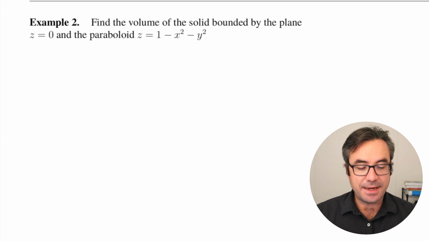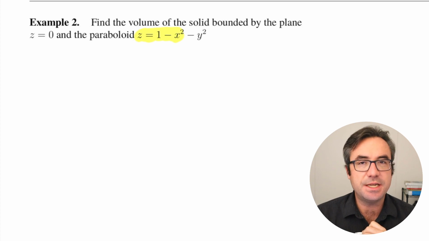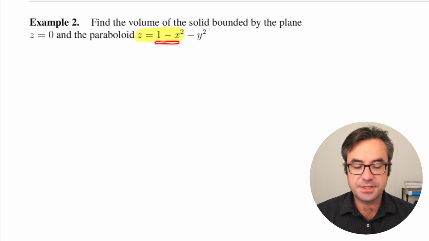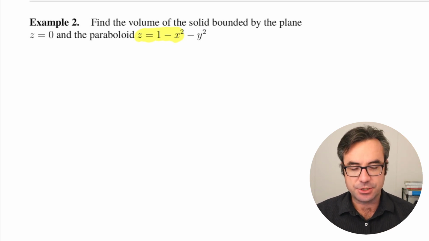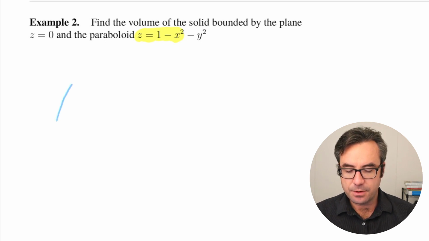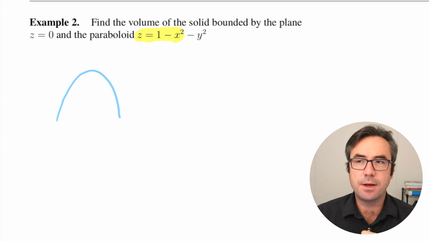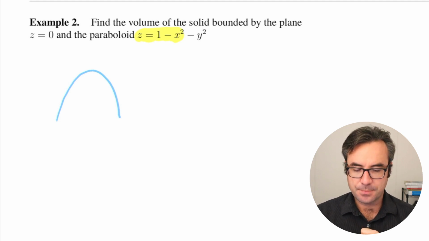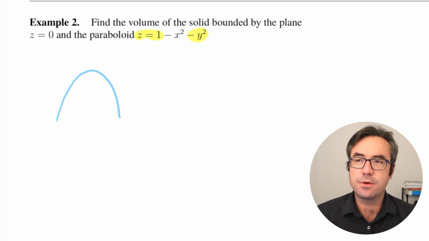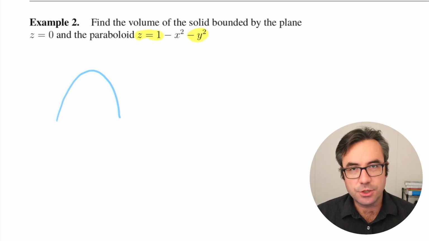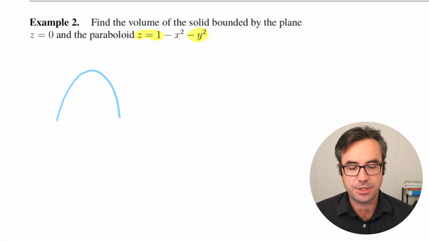Now, how we can see that is if we look at just this part of the equation, z equal to 1 minus x squared, this is an upside down parabola that's shifted up 1 unit, and it opens up in the x direction. So let's get a little sketch of what's going on here. So we might have an upside down parabola in the x direction. And then if we look at the other part of the equation, z equal to 1 minus y squared, well, then we have an upside down parabola shifted up 1 unit that opens up in the y direction.